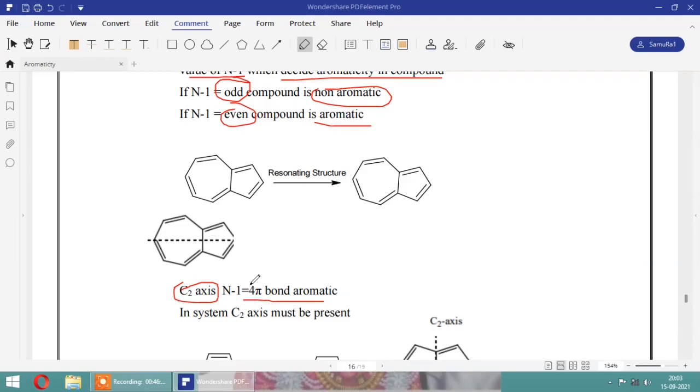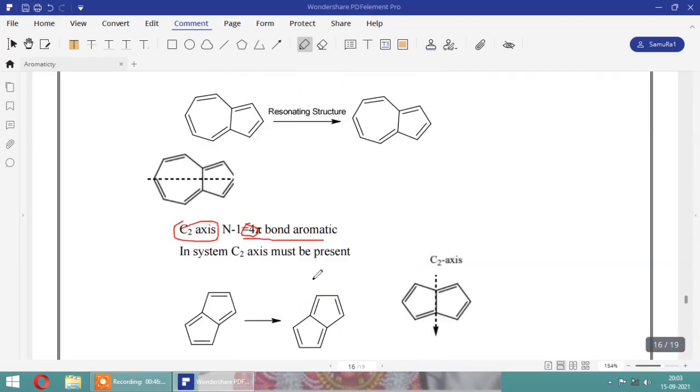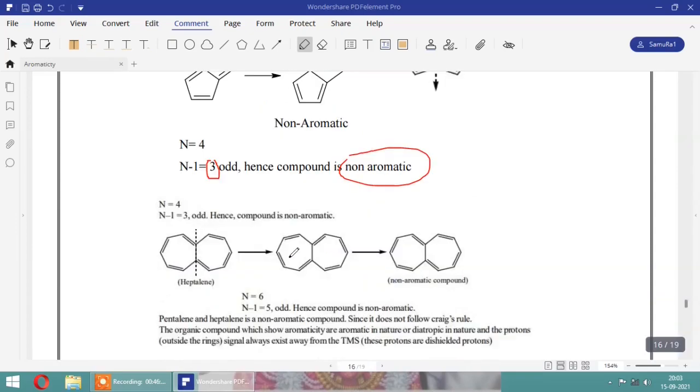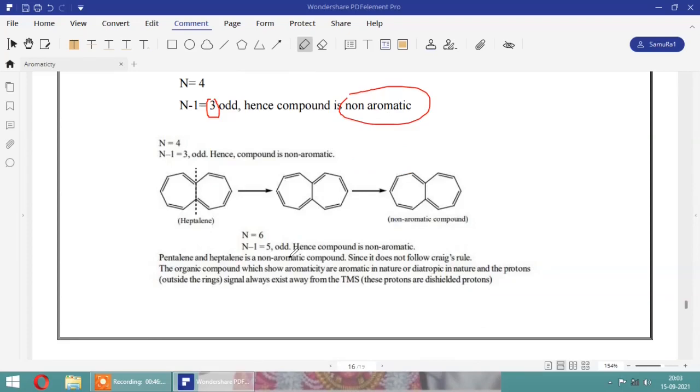Now you take this system, it contains 1, 2, 3, 4 double bonds. So 4 minus 1 is 3. Now according to Craig's rule, this compound is non-aromatic. Heptalene, n equal to 6, so n minus 1 is 5, it's an odd number, so this is a non-aromatic compound according to Craig's rule.